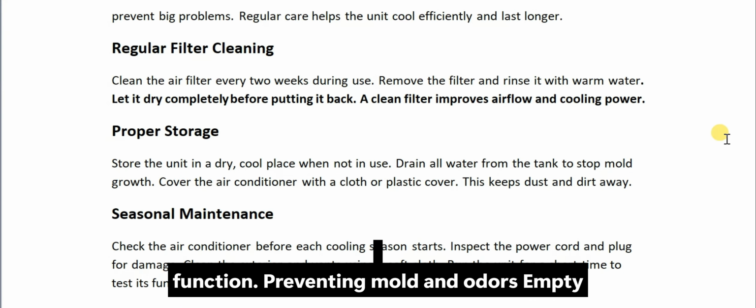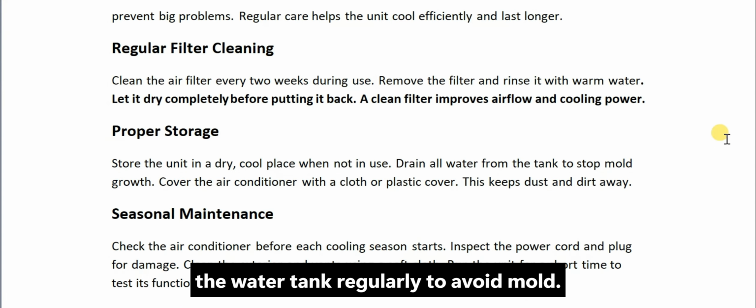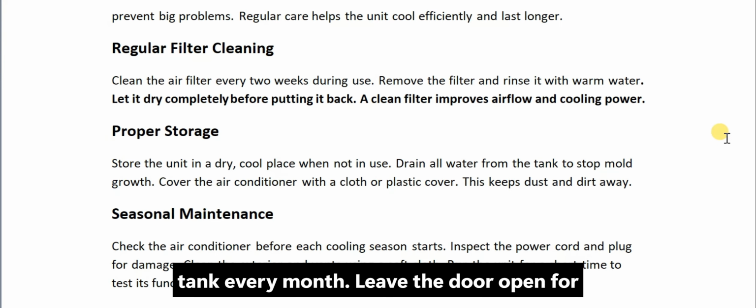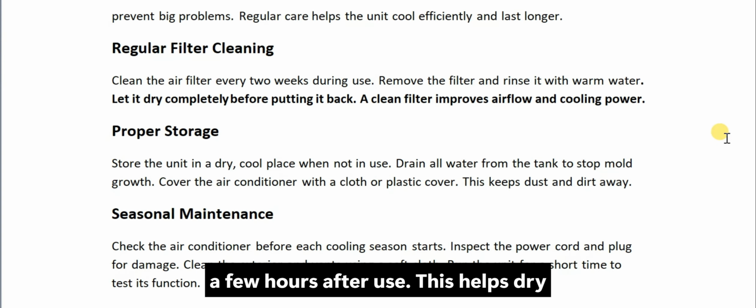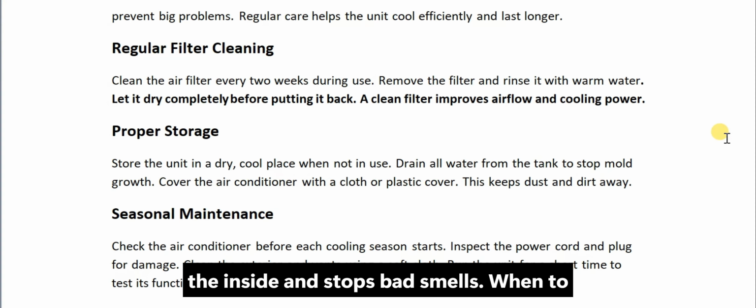Preventing mold and odors. Empty the water tank regularly to avoid mold. Use a mild detergent to clean inside the tank every month. Leave the door open for a few hours after use. This helps dry the inside and stops bad smells.